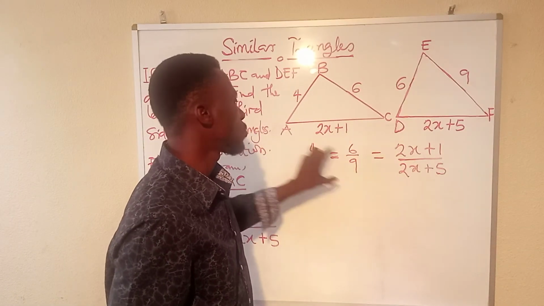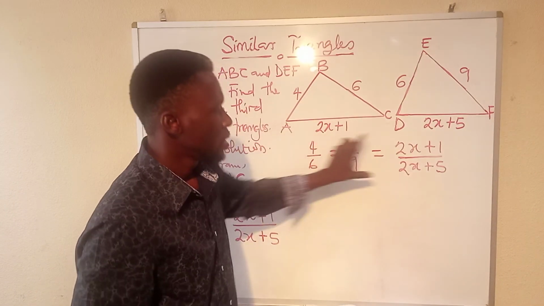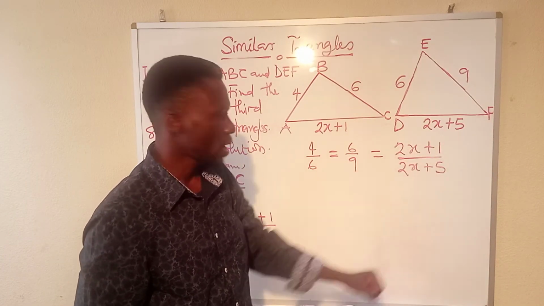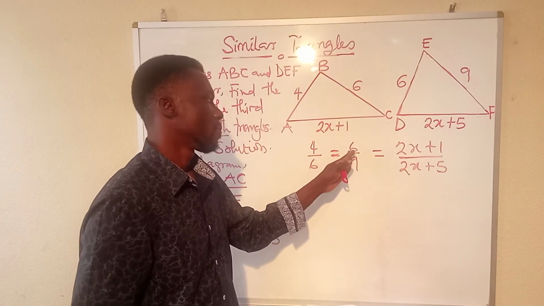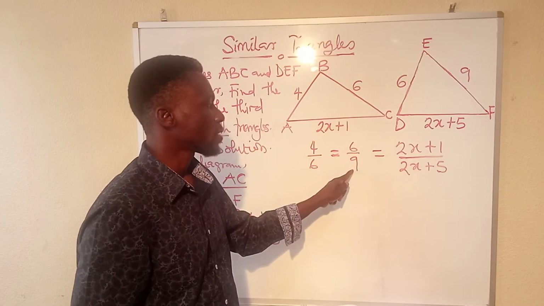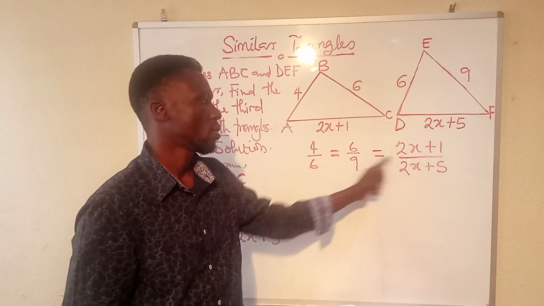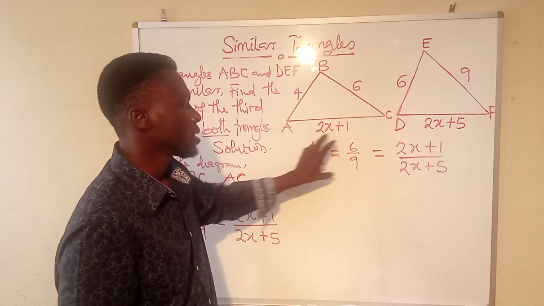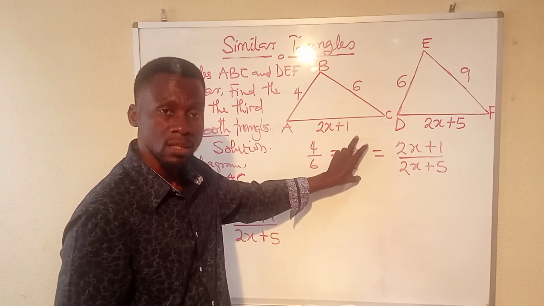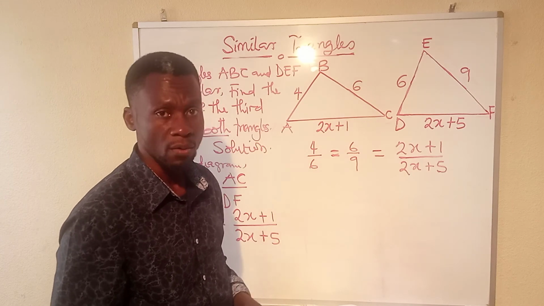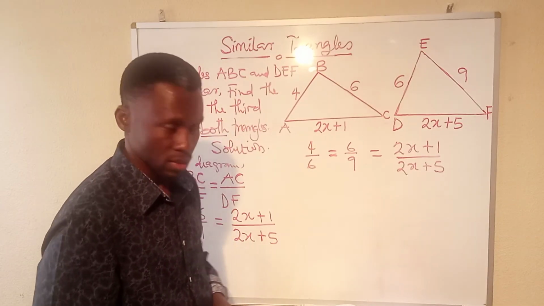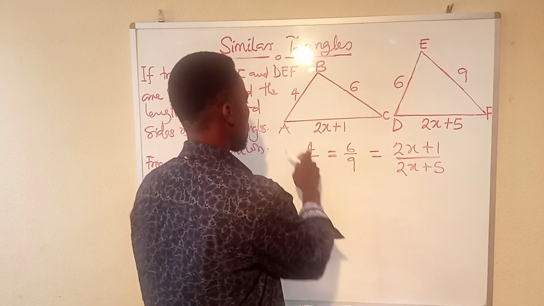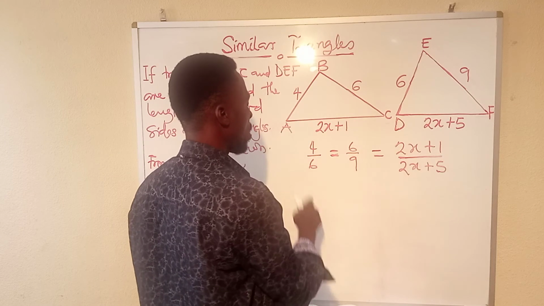So we could equate 4 out of 6 to be equal to 2x plus 1 all over 2x plus 5. Or we could equate 6 out of 9 to 2x plus 1 all over 2x plus 5, because we are saying that this is equal to this. So we could use any of them and we shall arrive at the same answer for x. All right, so you can decide to use the smaller number, which is 4 out of 6.